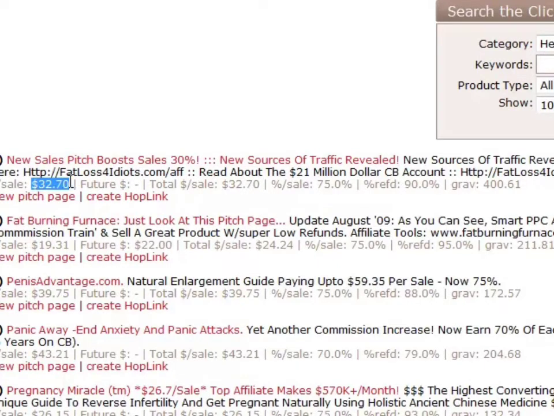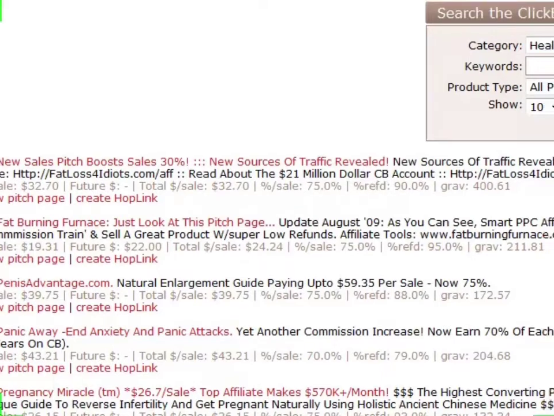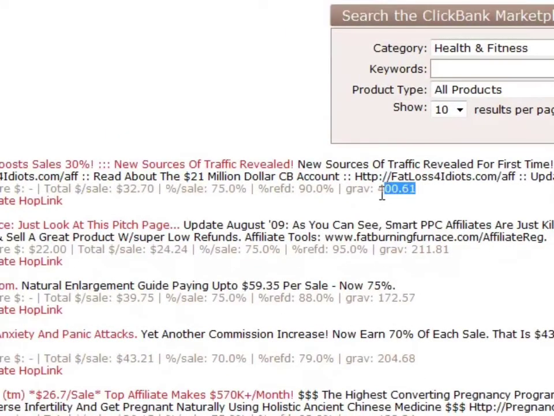So, $32 a sale. I know that in this right here, the percentage referred is 90%. So I know that most of that money is being made through affiliates. They're doing 75%. And this is the part that I'm the most concerned with, 400 Gravity. That means that there's a lot of affiliates promoting them.